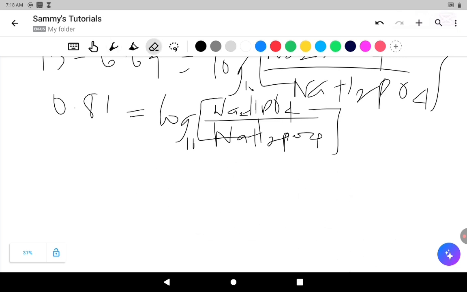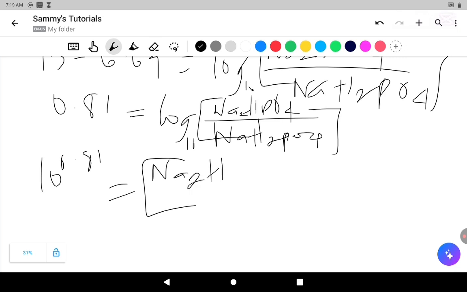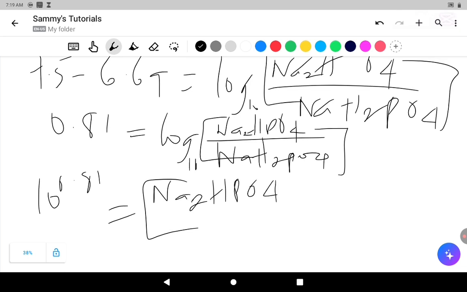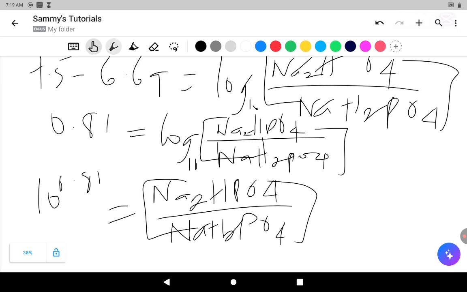And how do we do that? You have 10 raised to the power of 0.81 all equal to what? Your weak acid and your weak base. So you have Na2HPO4 all over NaH2PO4. All right, now after you've done this, let's press our calculators.